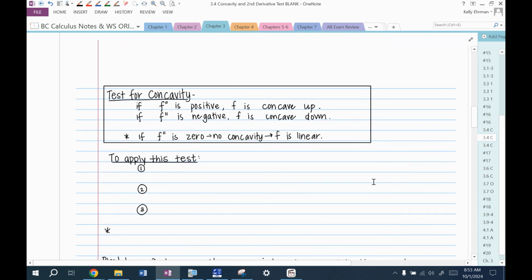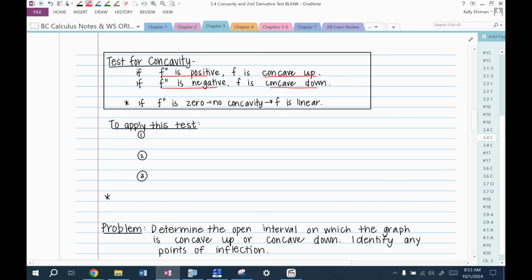So test for concavity. This is not the second derivative test. This is just how do we test for concavity? We find f double prime, the second derivative. If f double prime is positive, then f is concave up. If f double prime is negative, f is concave down. And if f double prime is 0, that could be that there's no concavity because f is linear. That would be if it's on an entire interval, right? So to apply this test, you need to find the possible inflection points.